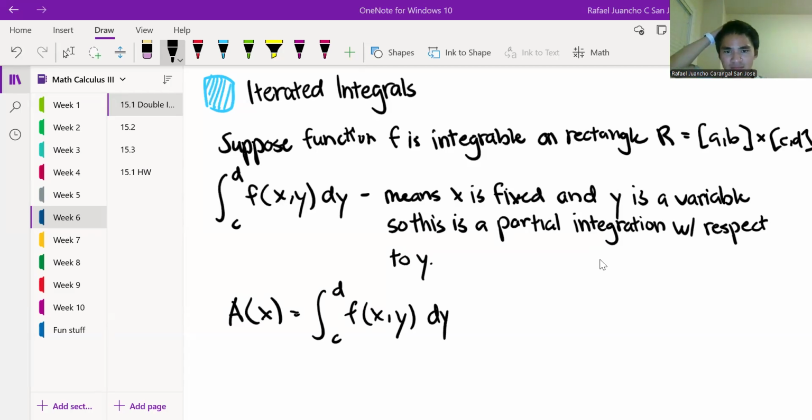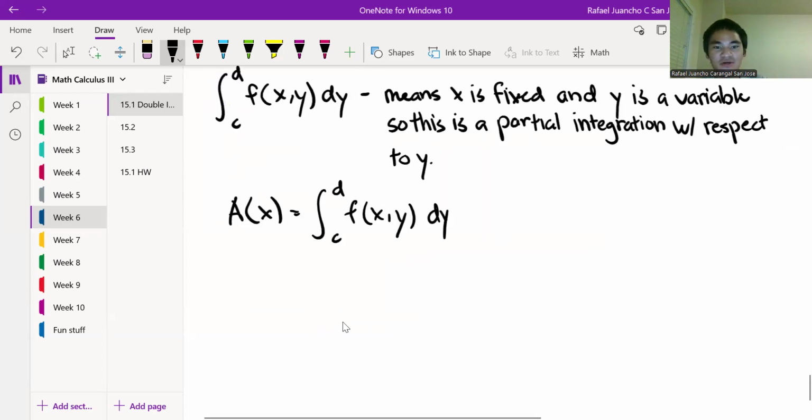Right? And then what if we now integrate this function a from x equals a all the way to x equals b? So here, what we did was we integrated with respect to y. So we will get something out of y, but then it will still depend on what our x is. Right?